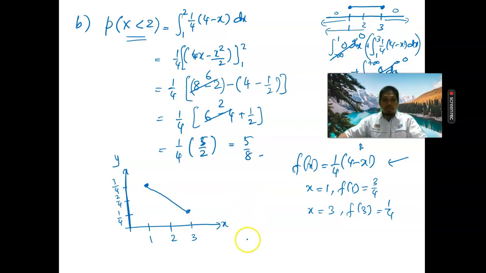Okay, and the mode, with highest frequency, is when x equal to 1 and fx equal to 3 over 4. Okay.